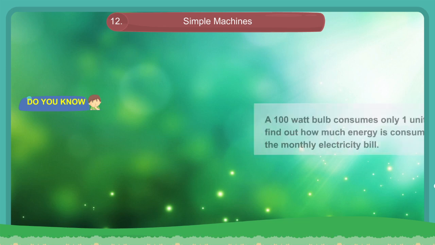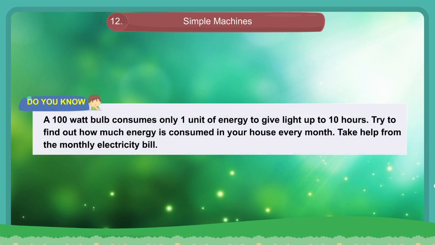Do you know? A 100-watt bulb consumes only 1 unit of energy to give light up to 10 hours. Try to find out how much energy is consumed in your house every month. Take help from the monthly electricity bill.